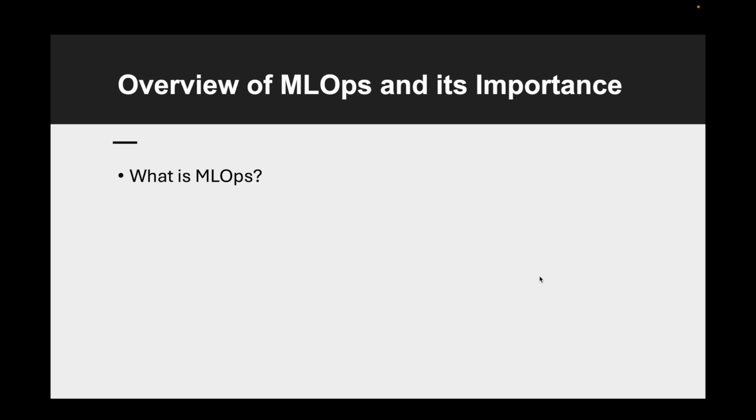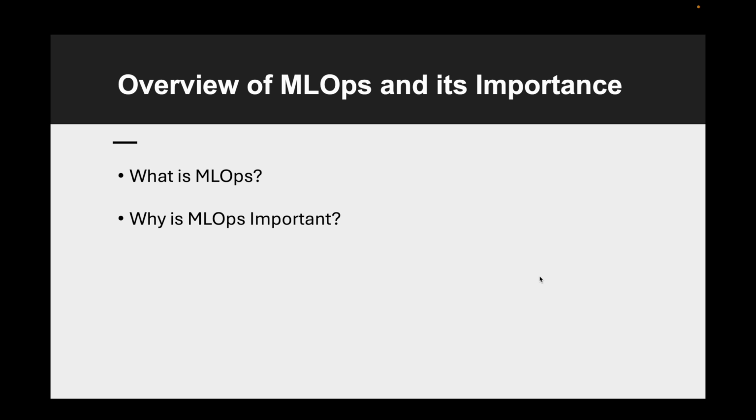What is MLOps? MLOps, which stands for Machine Learning Operations, is a practice that combines machine learning with DevOps principles to automate and streamline the life cycle of ML models from development to deployment and beyond. MLOps enables collaboration between data scientists, engineers, and IT operations teams, ensuring that ML models are reproducible, scalable, and maintainable in production environments. Why is MLOps important?